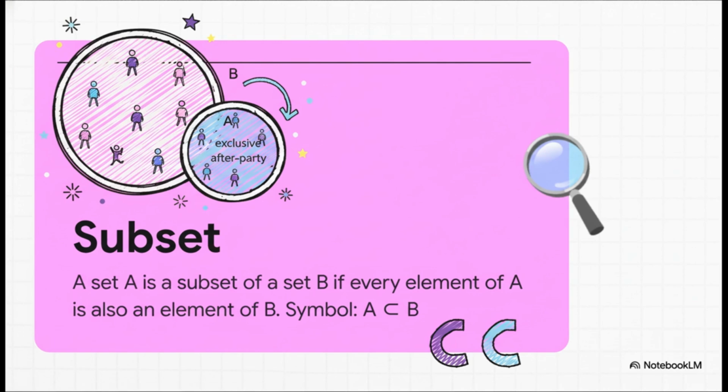Think of it like this. Set B is a huge concert. Set A is the group of people who have backstage passes. To have a backstage pass, you had to have a ticket to the main concert first, right? So the set of people backstage is a subset of the set of all concertgoers.